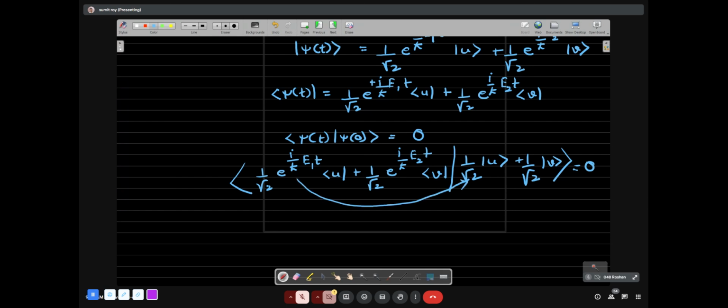Multiplication of this with this, what will remain? 1/2 e to the power i by h cut E1 t, plus multiplication of this with this is 0, this with this is 0, and the last term is 1/2 e to the power i by h cut E2 t. So the sum equals 0.